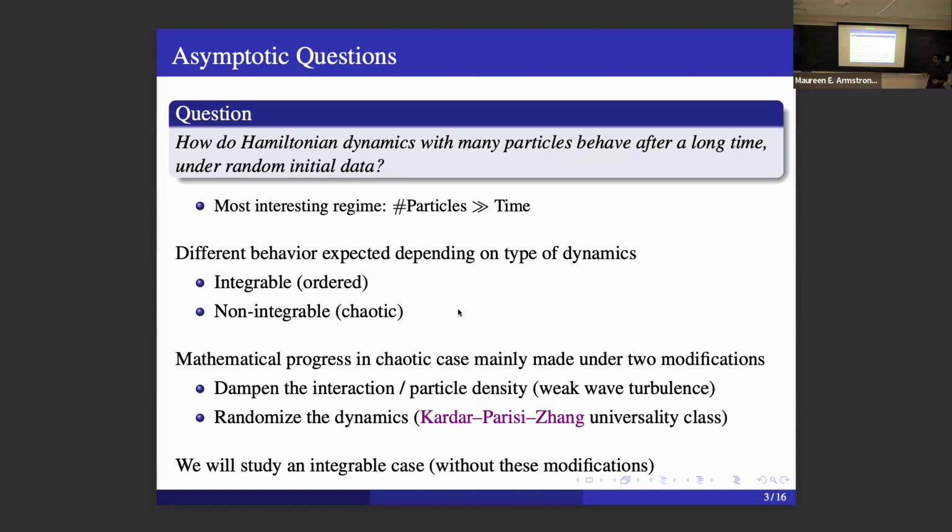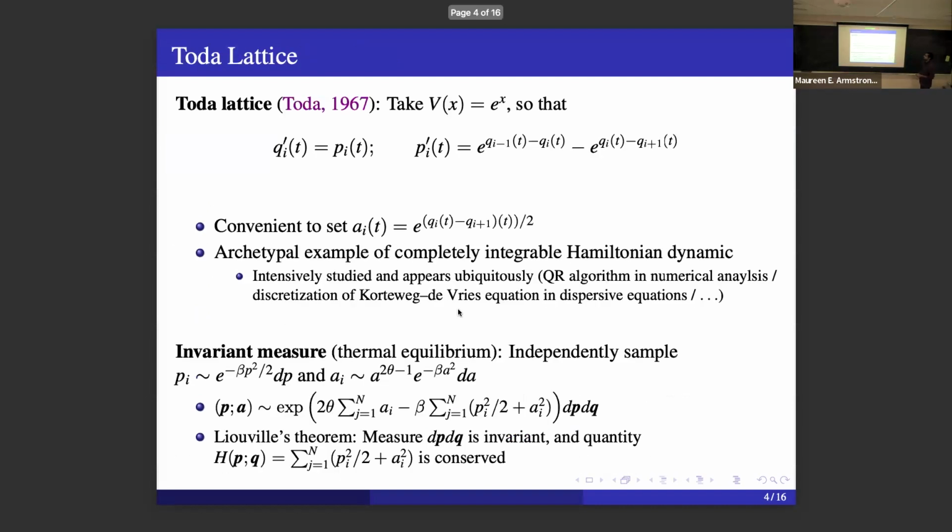Many papers have been written on them, and vast swathes of mathematics have been introduced under these two modifications. But my goal in this talk is to take an integrable system without either of these modifications and try to say something about its asymptotics. The integrable system that I'll be studying is the so-called Toda lattice. This was introduced by Toda in 1967, so 6 years ago.